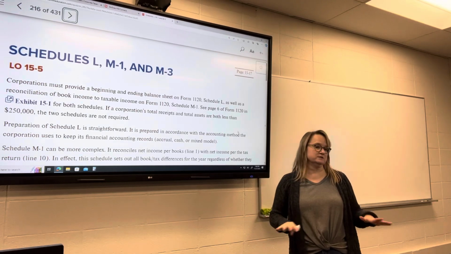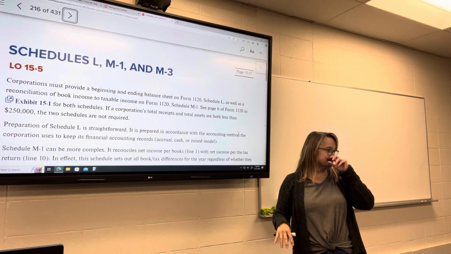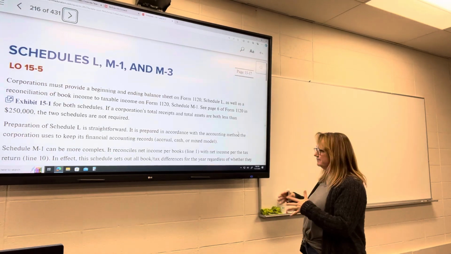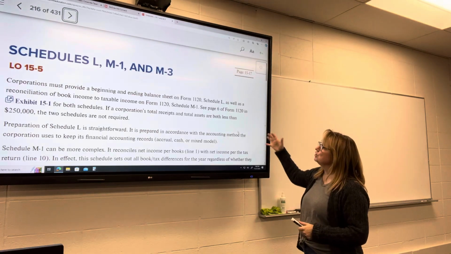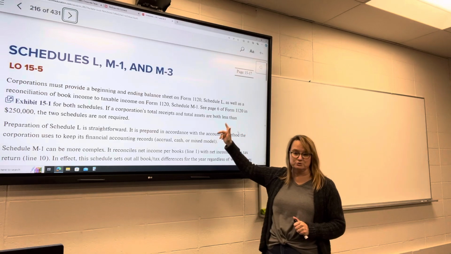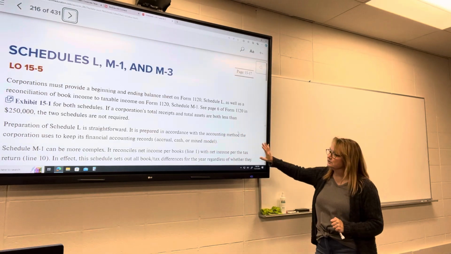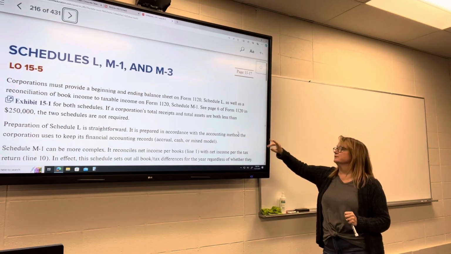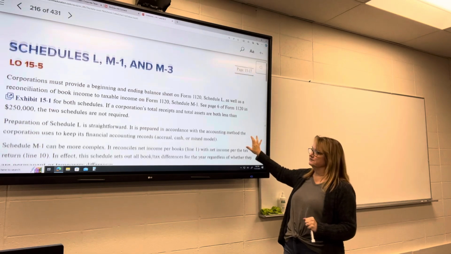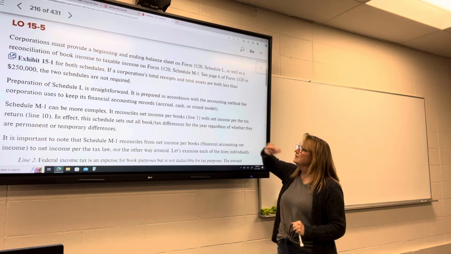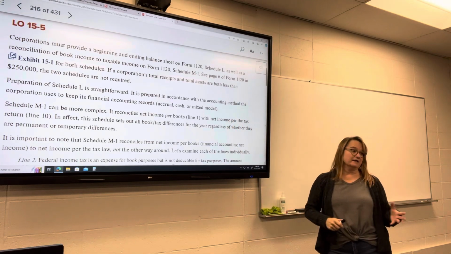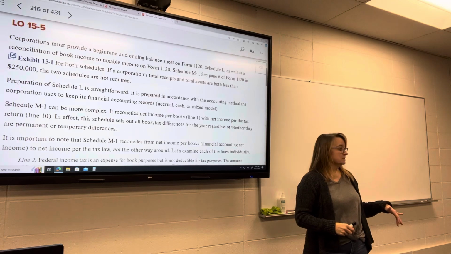Our practice was always to prepare it anyway, because it can be very helpful just in tracking from year to year. But you don't have to have an M1, and you don't have to have a Schedule L or balance sheet if the total receipts and total assets are both less than $250,000. Again, that Schedule L is simply the balance sheet from the financial records.